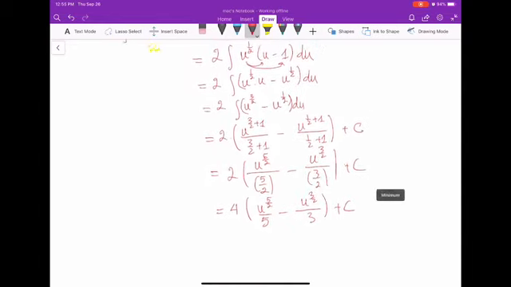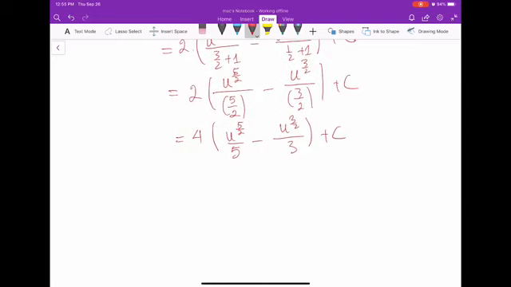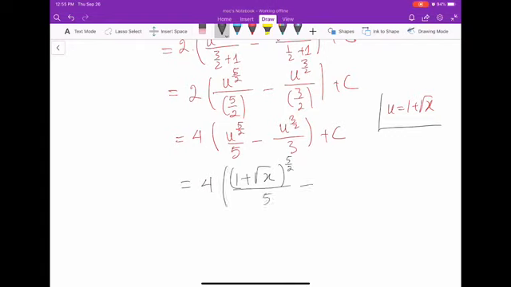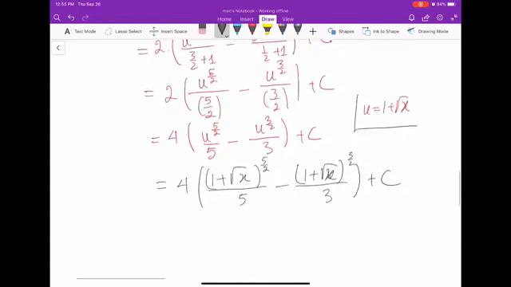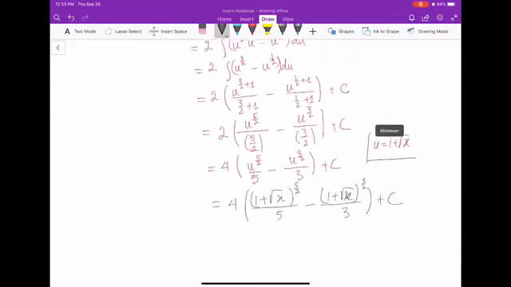And then I have to bring x back here, right? So since we already put u equal to 1 plus square root of x, this is equal to 4 times (1 plus square root of x) to the 5/2 over 5, minus (1 plus square root of x) to the 3/2 over 3, plus c. Yeah, you see, this is the antiderivative of our function. It looks really big, right?